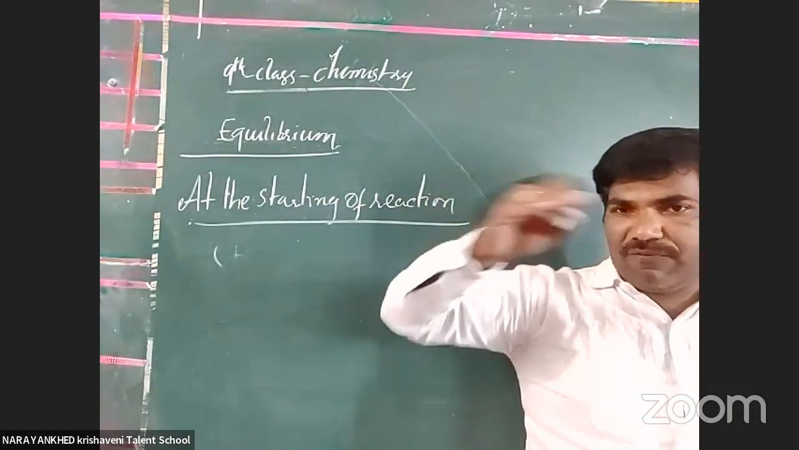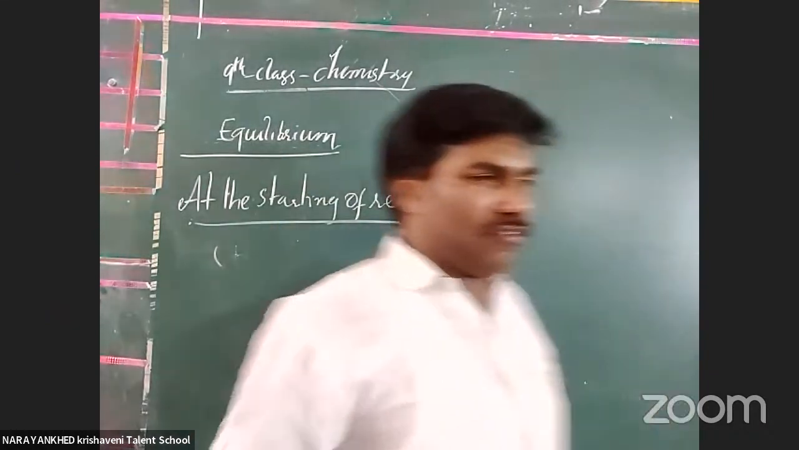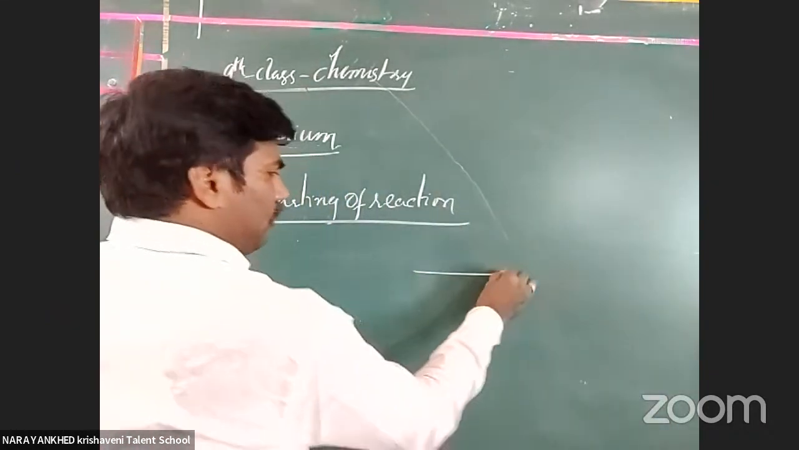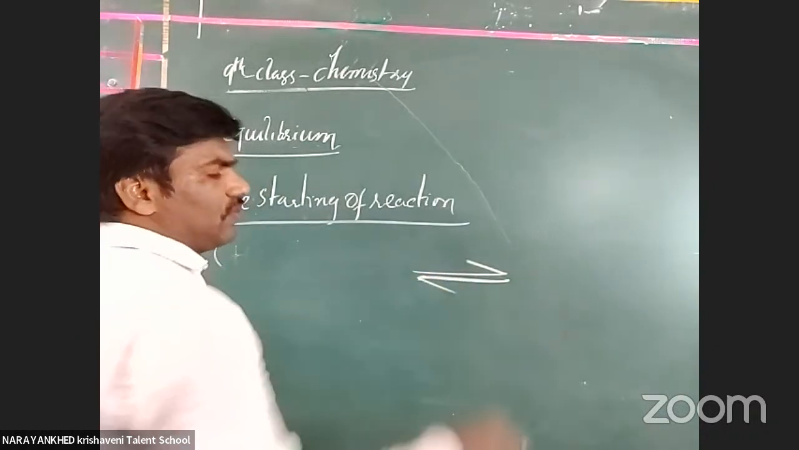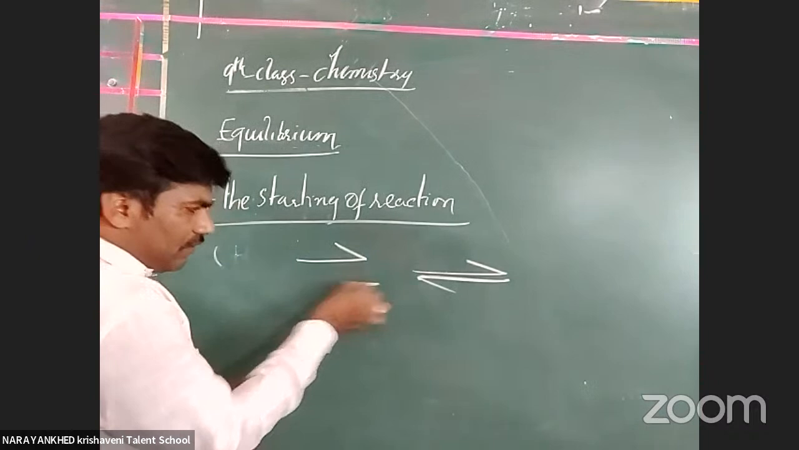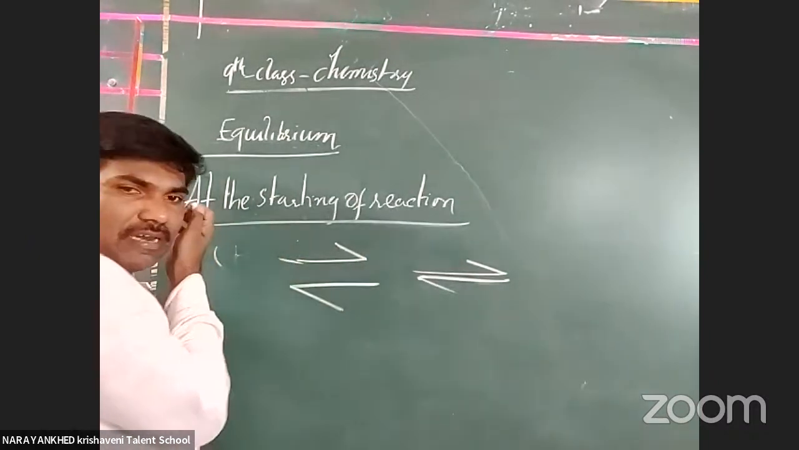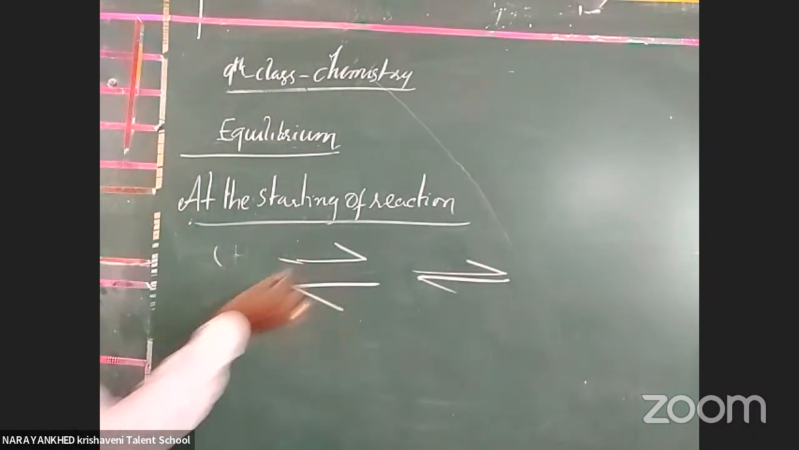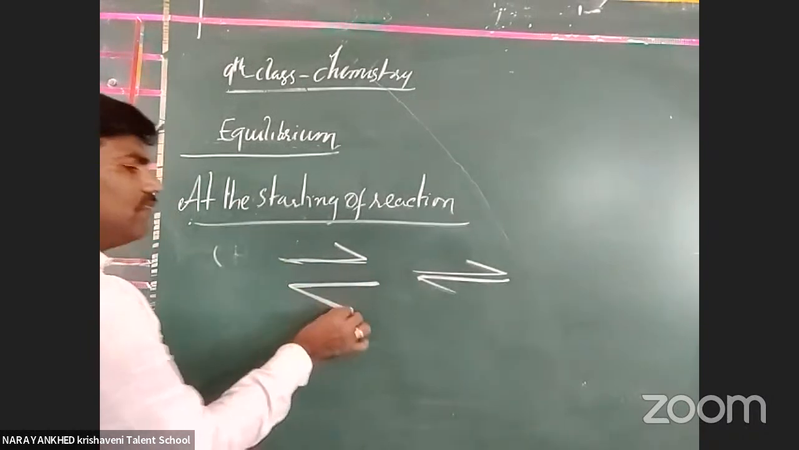At that time, the forward reaction and reverse reaction. Again and again I will tell you, there are two reactions in a reversible reaction. One is a forward reaction, another one is a reverse reaction. Got it or not?